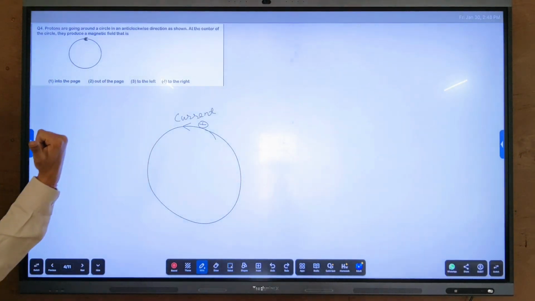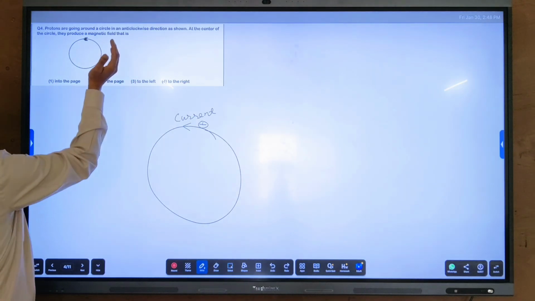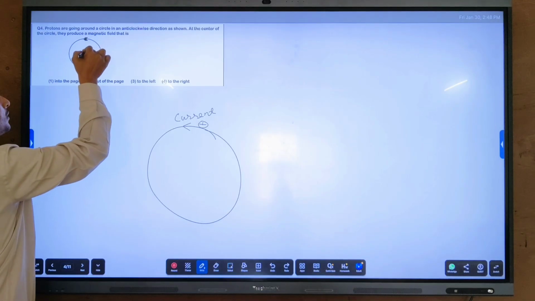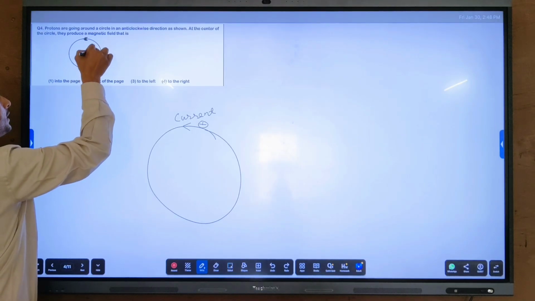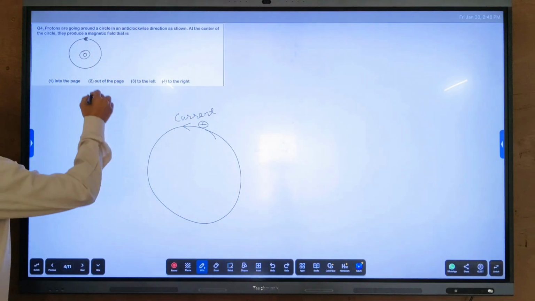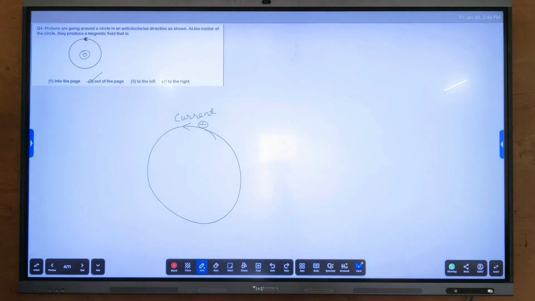It is going like out of the page. You can see here, it is going out of the page, inside the circle. It is out of the page. It can be represented by this. So option number 2 will be correct.